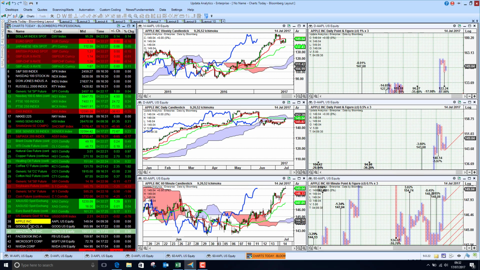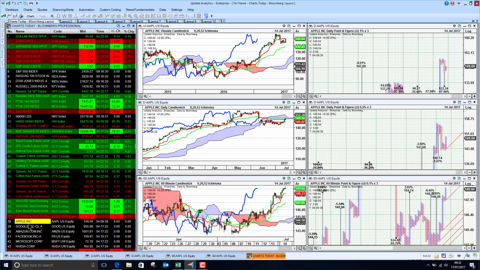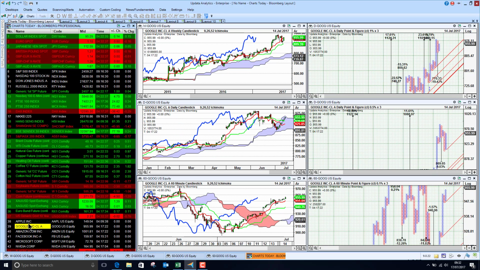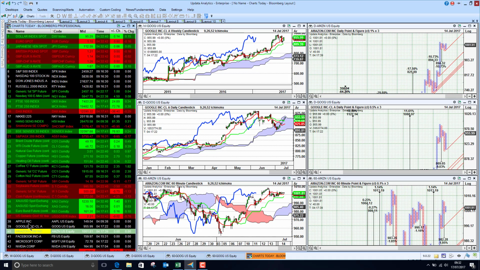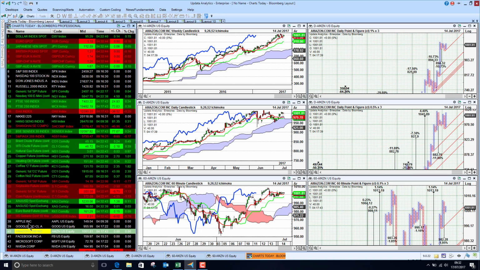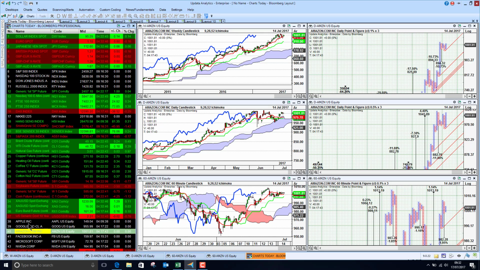Looking at Apple, Apple recovered very strongly on Friday. We've pulled away from this sort of danger area of about 142, 142.50. Now looking much stronger on Apple stock. And Google also putting in a good recovery and now looking much better as well. And Amazon also looking pretty bullish on this chart.